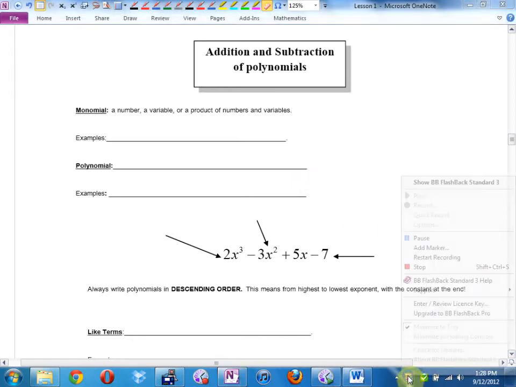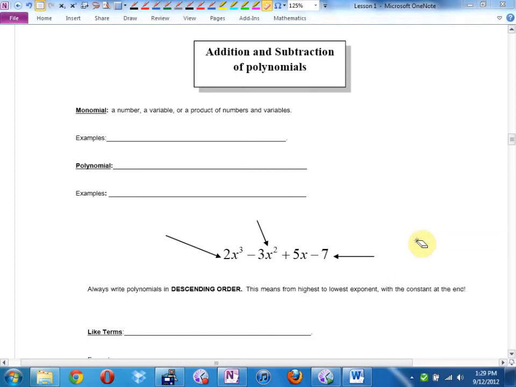Find it? Were you just going to sit and hope I wouldn't notice? Here we go. Polynomial, binomial, trinomial. You know what? We know what that is.